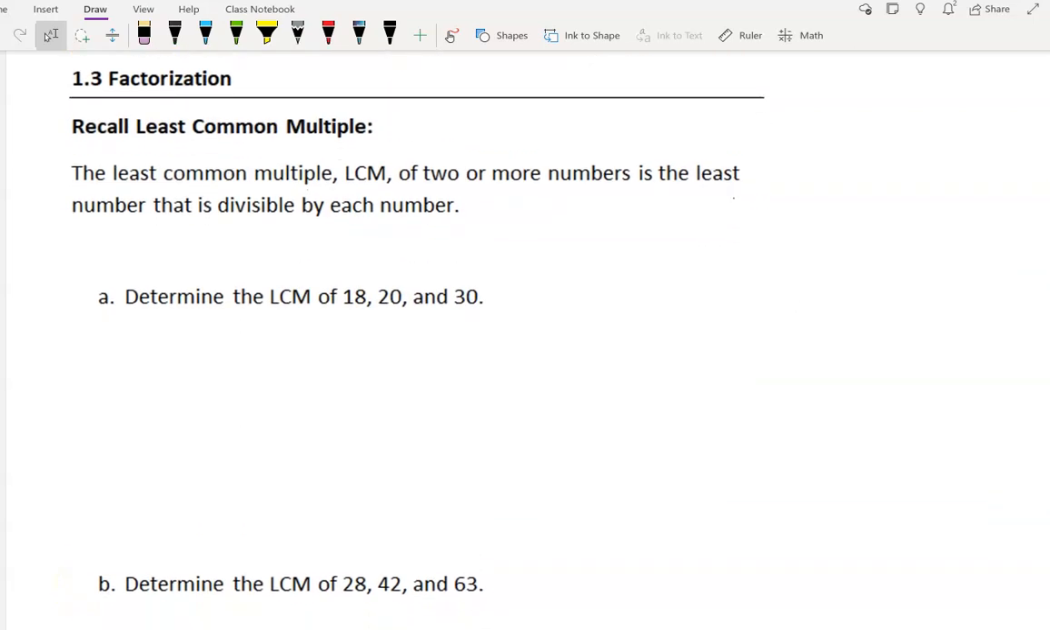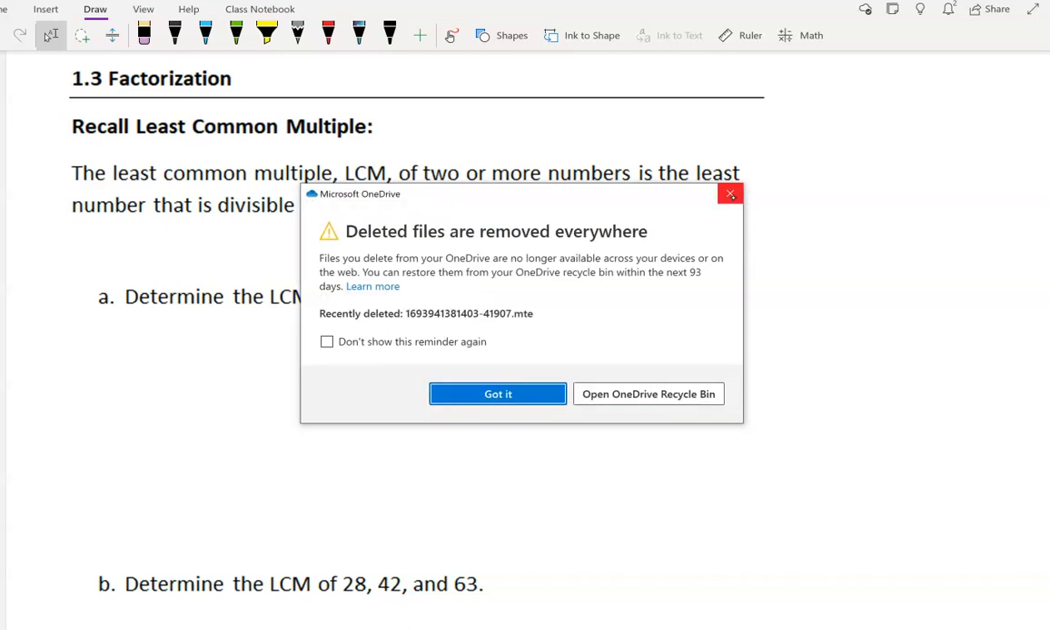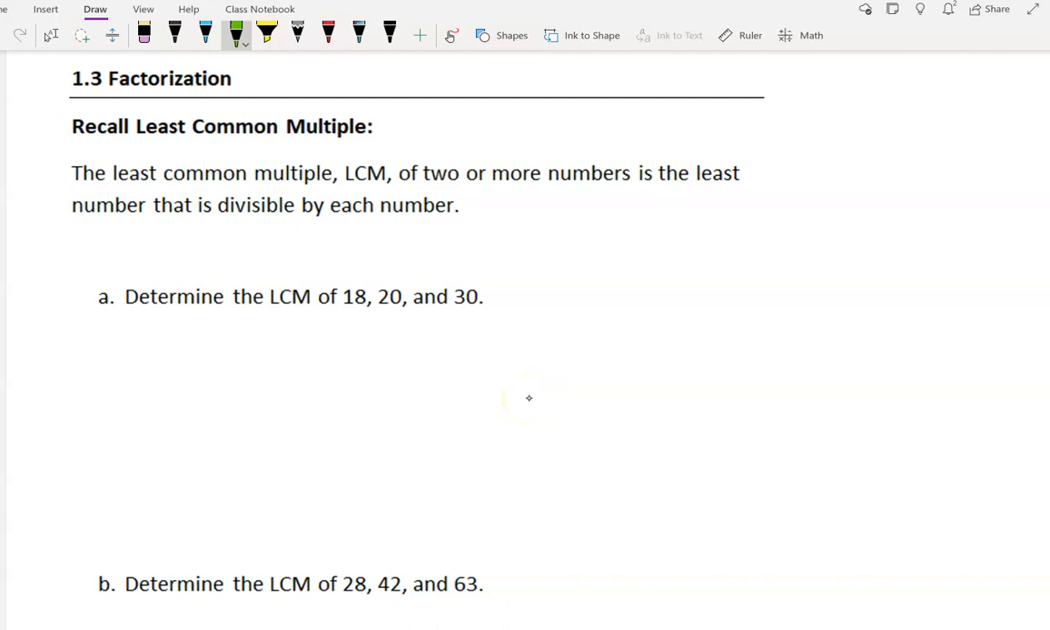Okay, welcome to the introduction to factoring or factorization. We're going to go over a few bits of language in this lesson before we can get into the actual idea of factoring. And the first concept to recall, this is from way back when, I don't even know when you might have learned this, is the idea of a least common multiple.